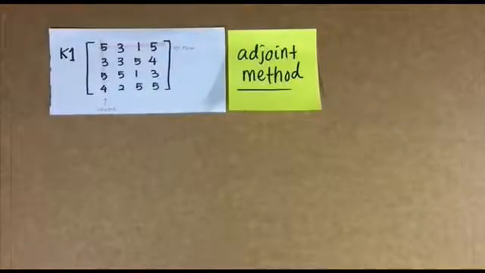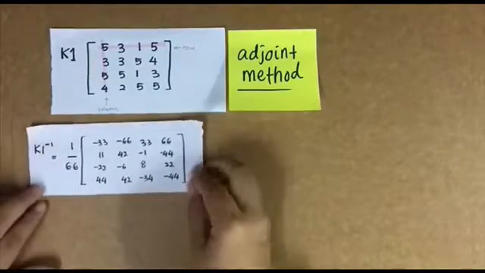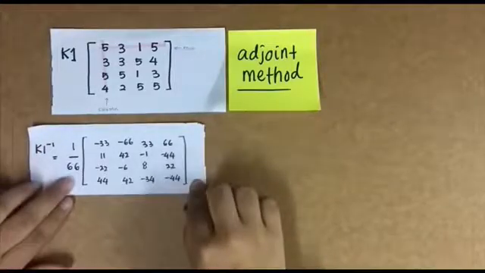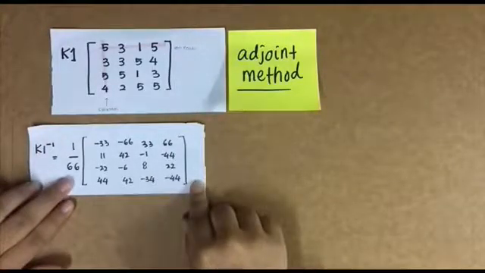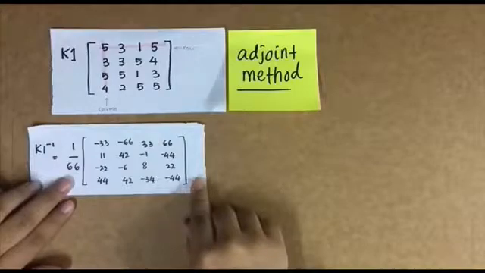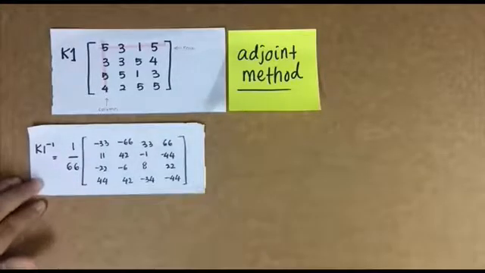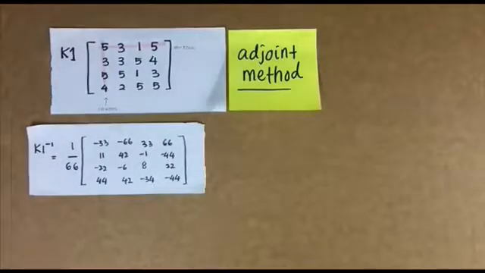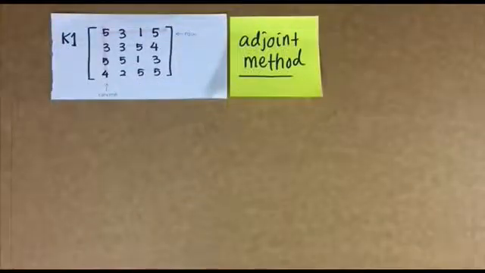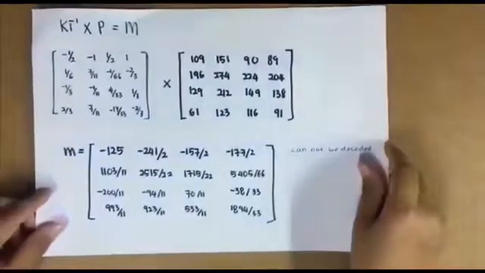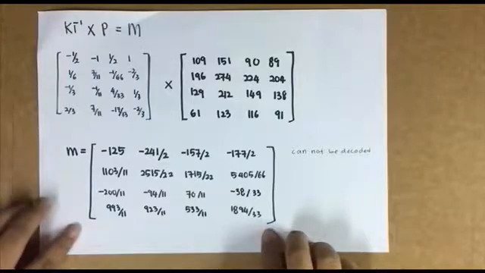After we have found the cofactors of the K1, we must multiply it with the determinant that we've got from the first, which is 1 over 66, and we will get the answer. So we will get the message of the M is here.